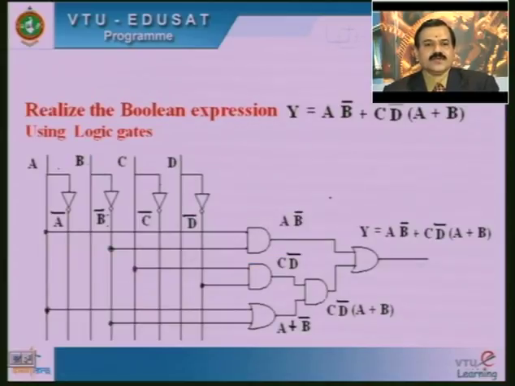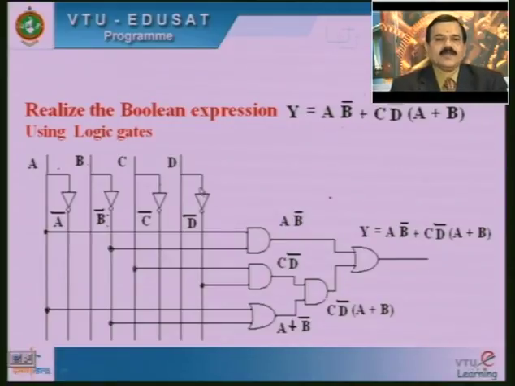So next, realize the Boolean expression Y equals A B complement plus C D complement into A plus B. Here first we have to solve independently the A B bar and also A plus B. After that we solve this part of the equation, and then we add that part with the A B bar.